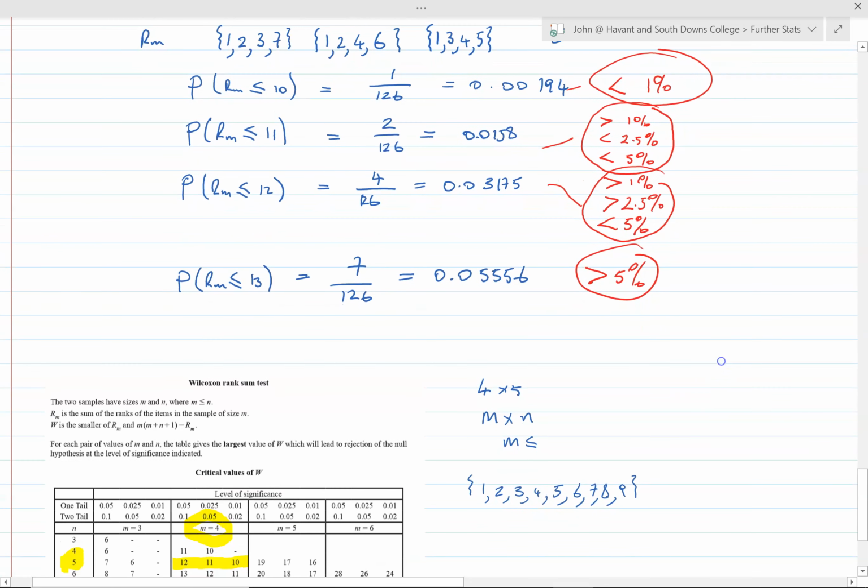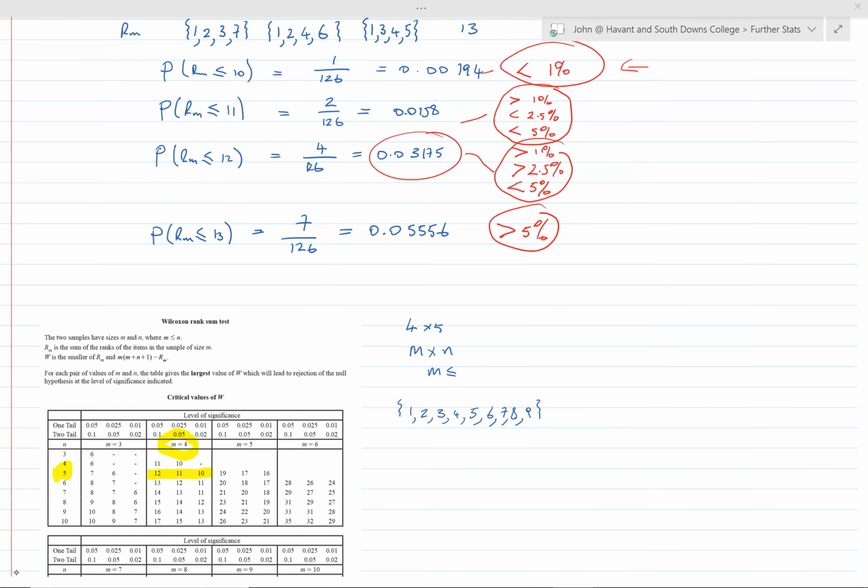So here we go. Let's just summarize what we've got. We're seeking to justify why 10 is the critical value at the 1% level. Well, put simply, the probability of getting 10 or below, which is actually equal to 10, lies below 1%, but the probability of getting 11 is above 1%. So 10 is the critical value, because at 10 we reject H0, whereas at 11 we don't.